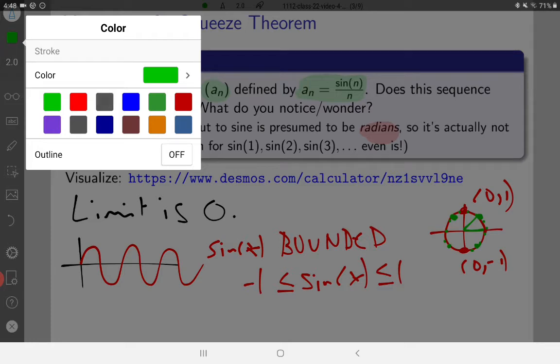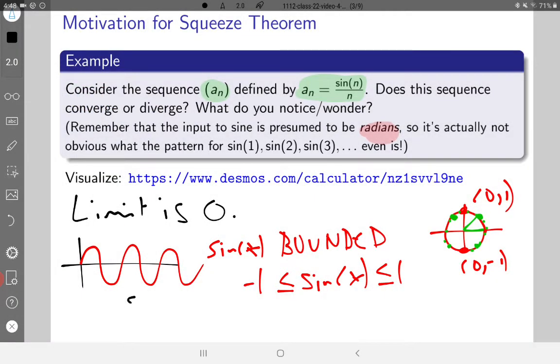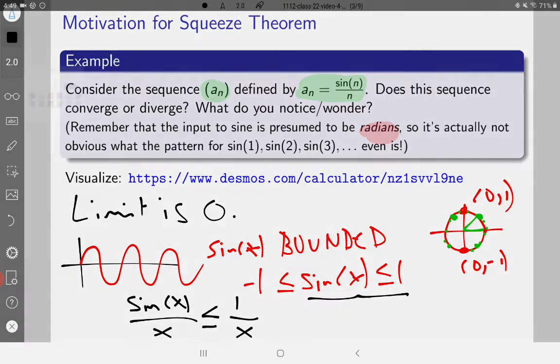Well, now that I know sine of x is bounded, think about what sine of x all divided by x does. Well, if the numerator sine is less than 1, then can't I say that this fraction has got to be less than 1 divided by x? And likewise on the other side, if sine of x is always bigger than or equal to -1, can't I say that this fraction is bigger than or equal to -1 all divided by x? I hope you can believe me that that's true.